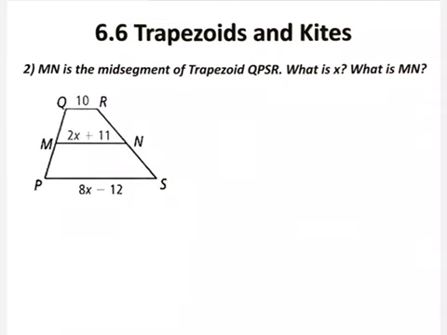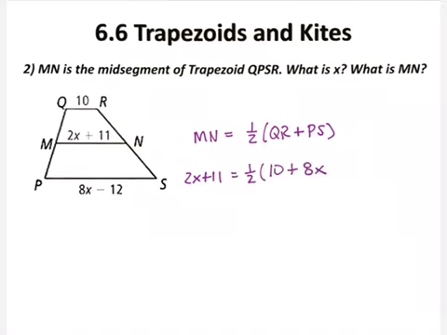Question 2. MN is the midsegment of trapezoid QPSR. What is x and what is the length of MN? So once again, MN is our midsegment, so it's equal to 1/2 the sum of the two bases, so QR plus PS. And so we just replace the names with what they equal. So MN is 2x plus 11 equals 1/2 times 10 plus 8x minus 12.